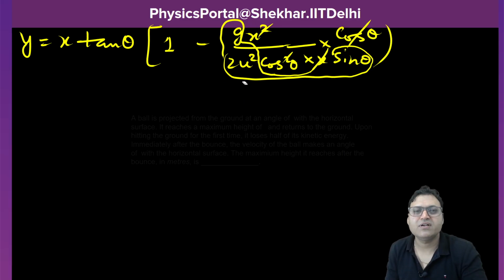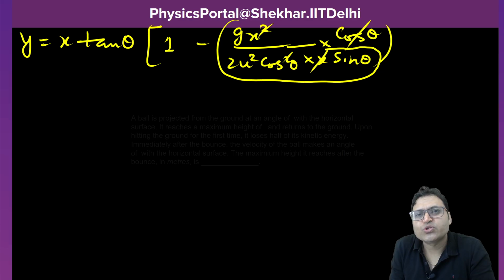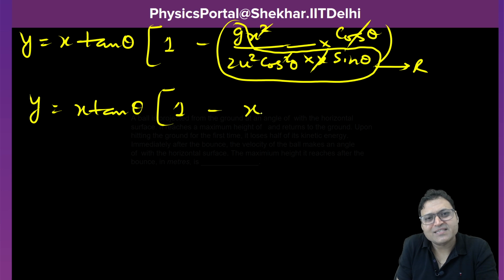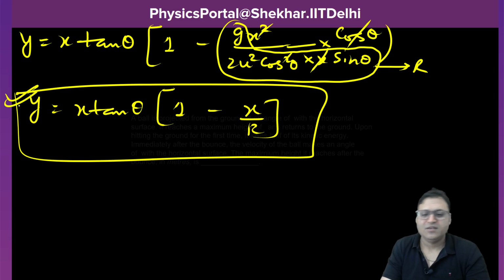Sorry, not this one. This is g, 2 u square sin theta cos theta, that is u square sin 2 theta by g, which is r, the range. So y is equal to x tan theta into 1 minus x by r, which is another expression for the equation of trajectory.